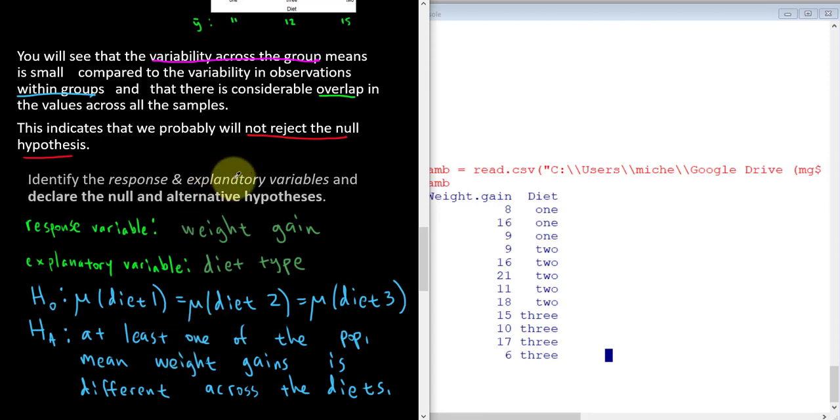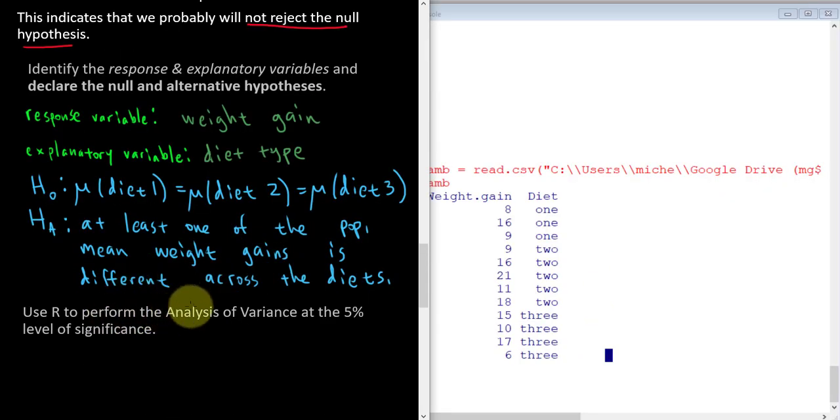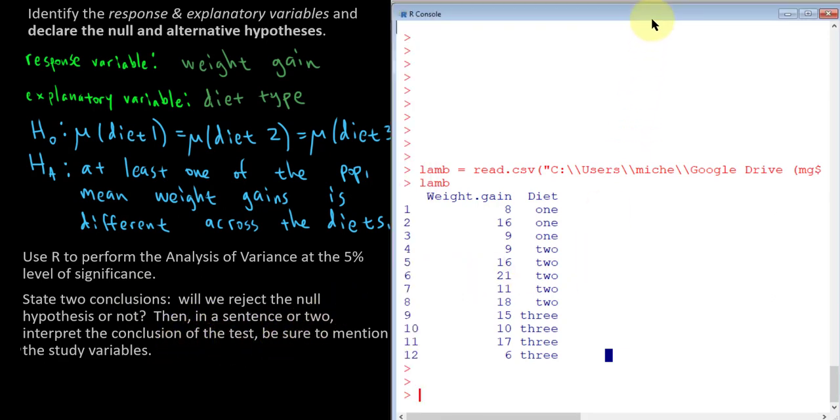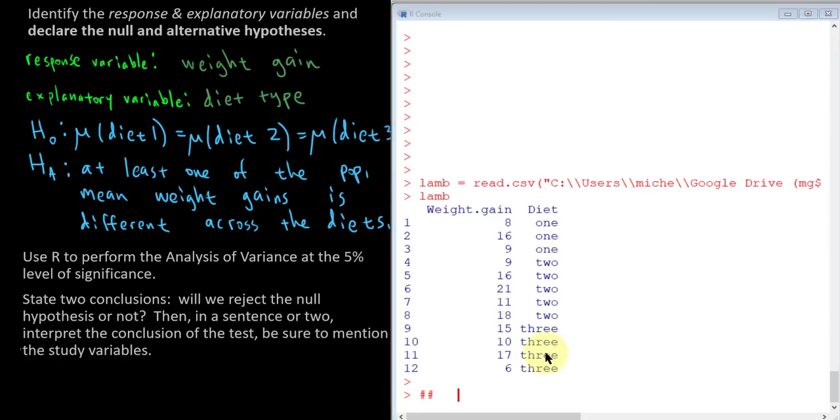Okay, next step. Now let's use R to perform the analysis of variance at the usual 5% level of significance, and then based on that, we will state two conclusions. Will we reject the null hypothesis or not? And we'll provide an interpretation. Here we go in R. We did this in the previous video, but here we go again.